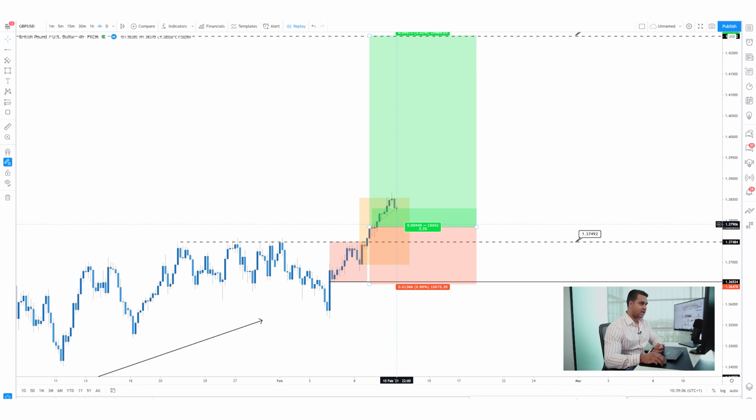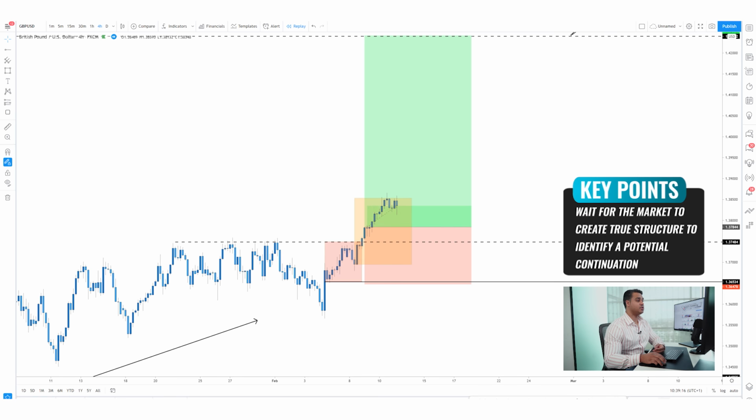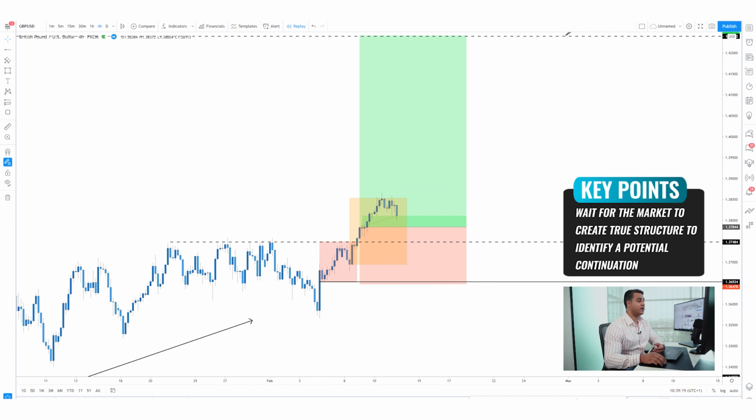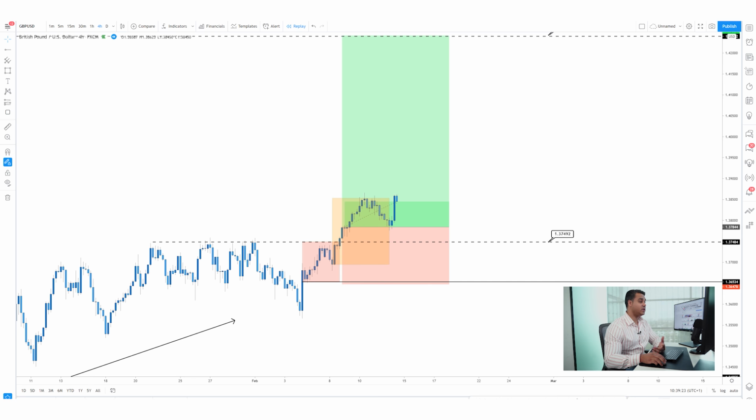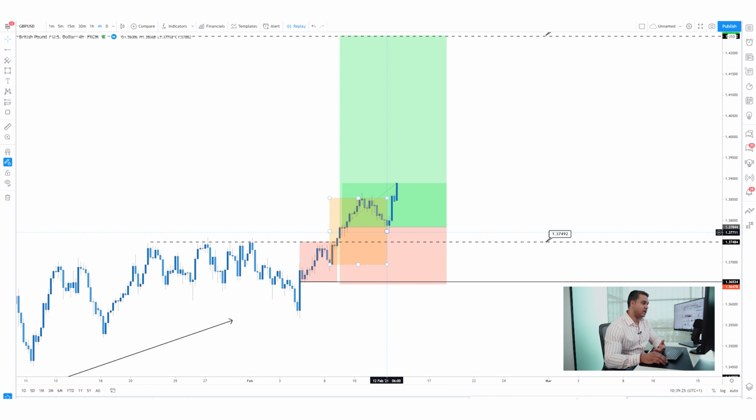So it can pull back here, it can pull back to the key level, it can even pull back to the previous higher low. But as long as it stays within this area, we should be good to go for continuation buys. Now, what we're waiting for the market to do is create true structure to identify potential continuation. We're still holding this trade. We don't need to overmanage it, and we just need to let it run.